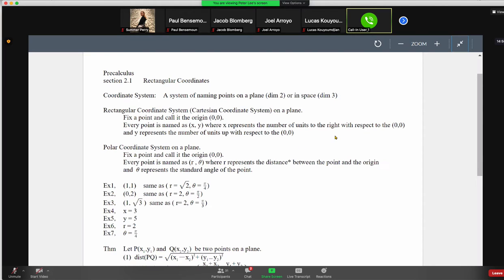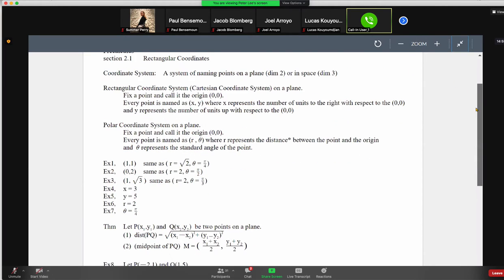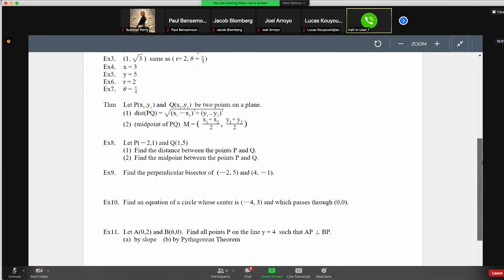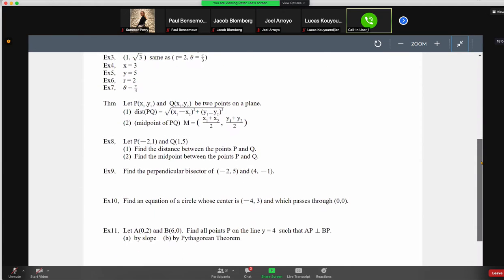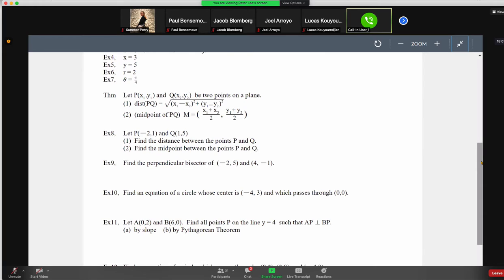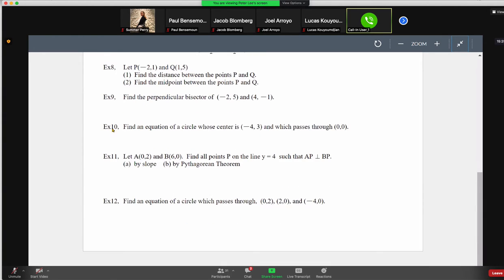There's some other stuff here, but the topics I'm interested in are the ones at the bottom. In the middle, we see a theorem. This is the distance formula and the midpoint formula. On quiz 1, you already had a midpoint problem, so I'm not going to do that. Then example 8, we have distance and midpoint, all of that. And then example 9, perpendicular. Oh yeah, we had that on quiz 1 already. And then example 10, you can do that on your own.